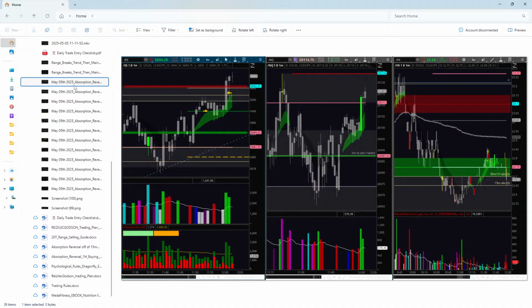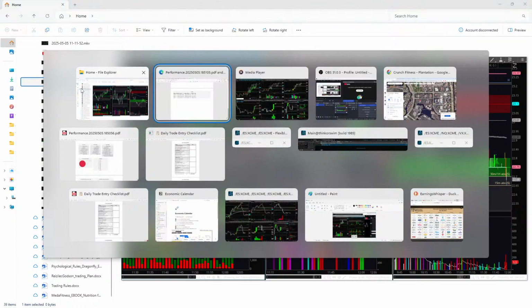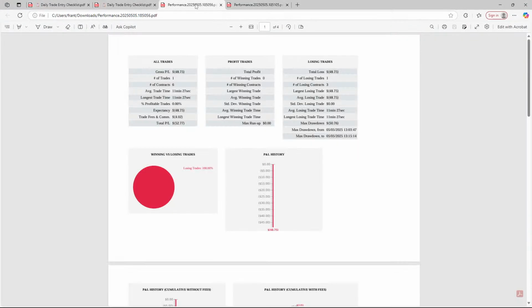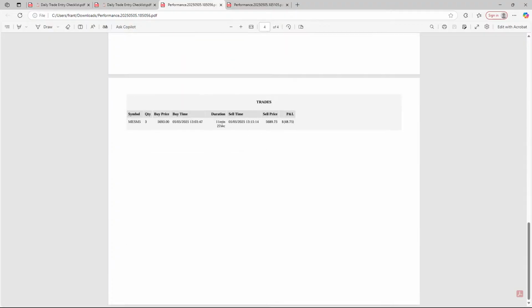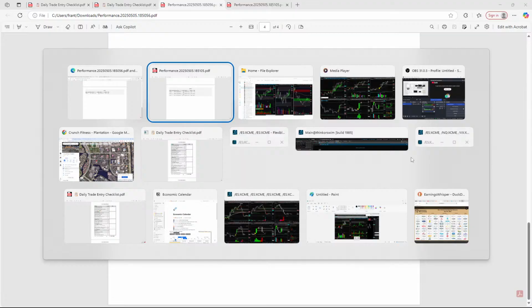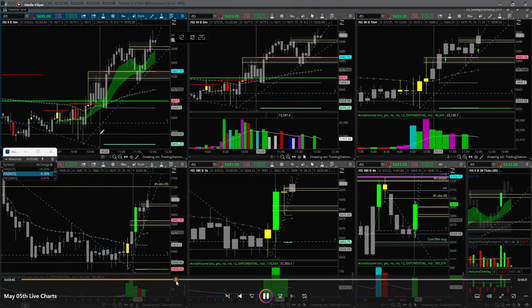I did take a trade on the practice account just for kicks and giggles. So I would show that if it will play. At 1303, I took a long and said, what if that works out?